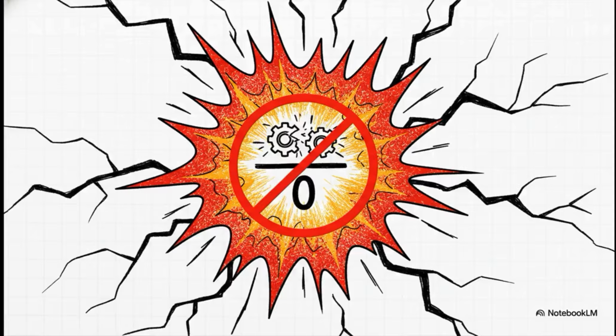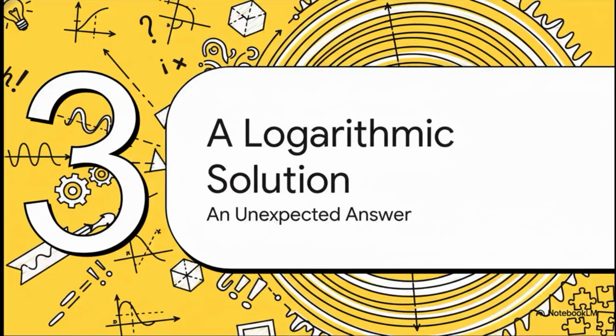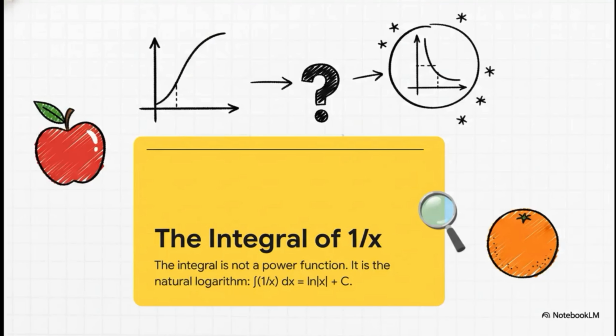So, what do we do? Well, here's the twist. It turns out the solution doesn't come from some clever patch to the power rule. Nope. It comes from a totally different and honestly pretty unexpected corner of mathematics. The integral of 1 over x? It isn't another power function at all. It's the natural logarithm of the absolute value of x. It's in a completely different family of functions. It's like we were looking for an apple, but the answer was an orange, and it turns out the orange was exactly what we needed all along.